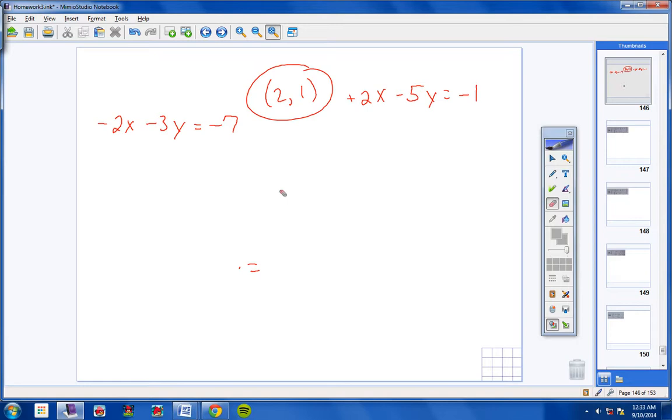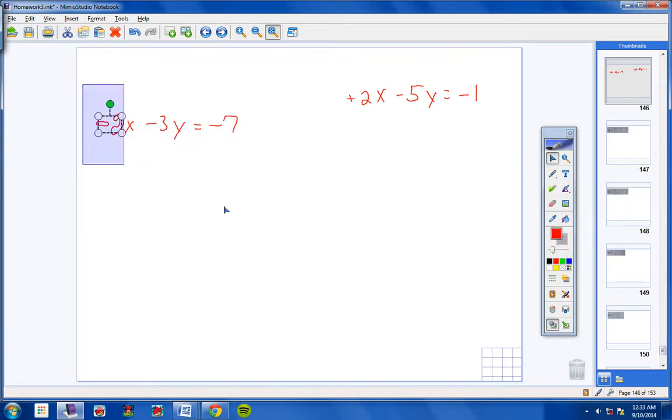And then last but not least, we're going to use the graphing method very quickly here. Here are your two equations right here, and we're going to graph each equation, and when we're done graphing each equation, we will then see where the two lines intersect.